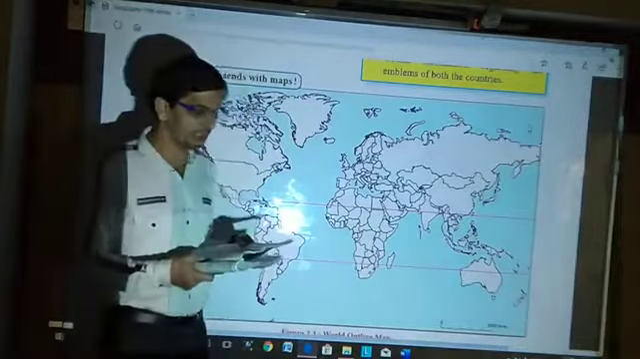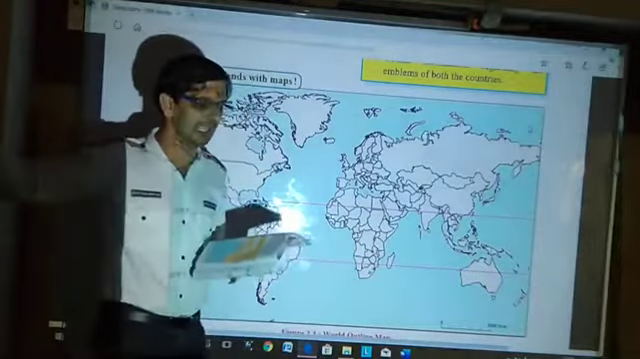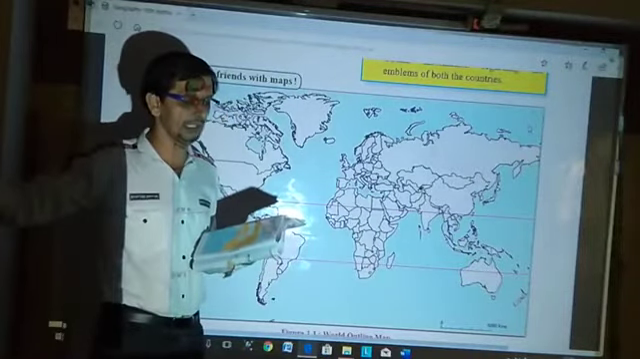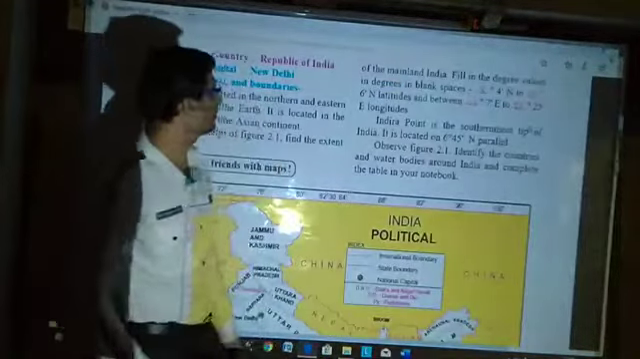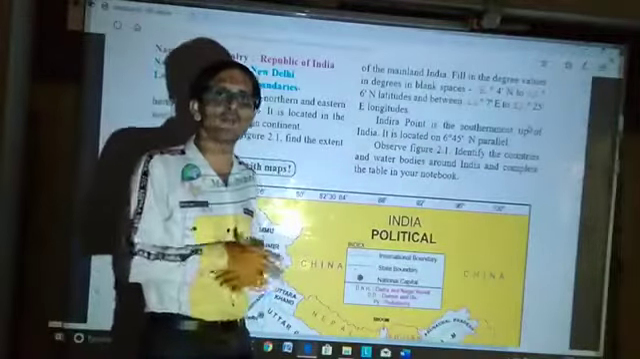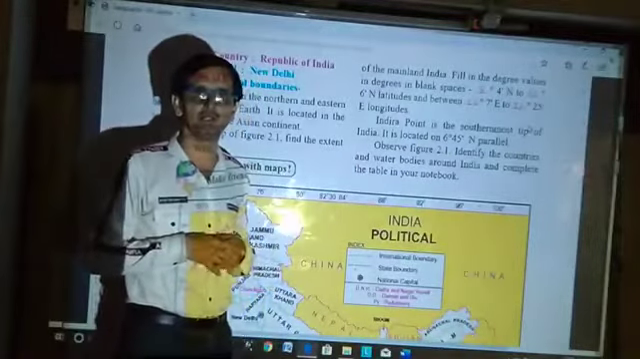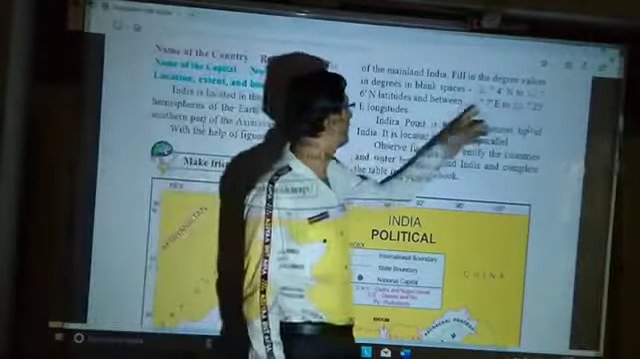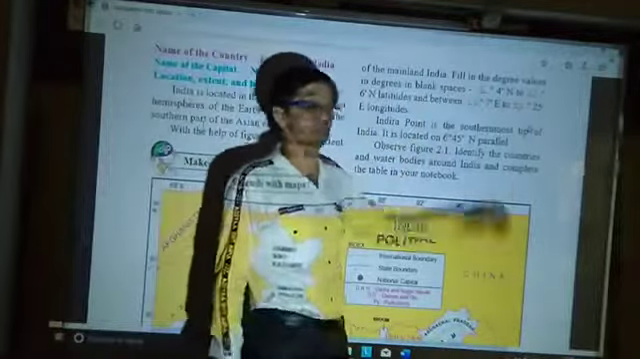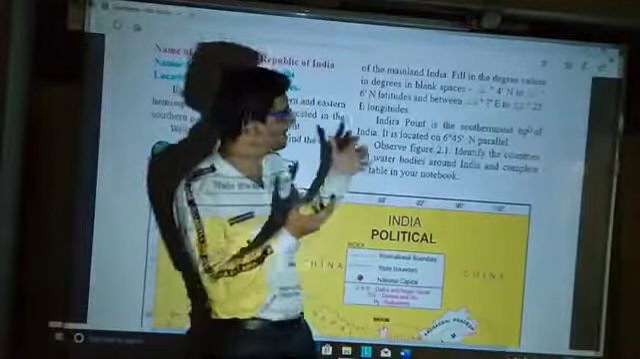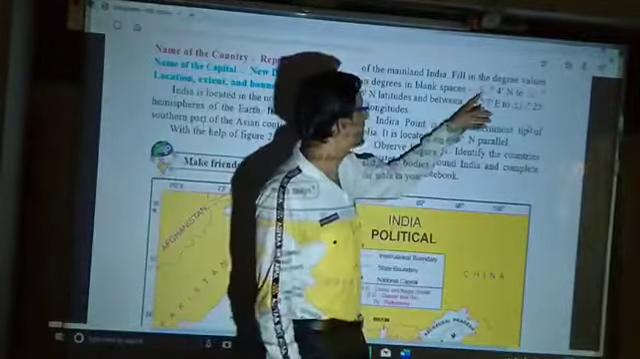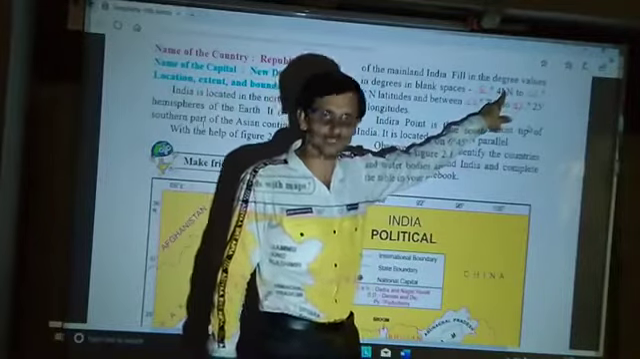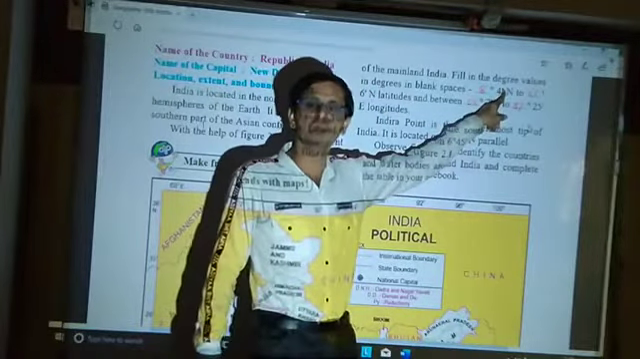So with the help of the figure, find the extent of mainland India. Now you can see the extent of mainland India. Fill in the degree values in the blank spaces. Okay, so we'll fill that. Already I have filled. Now 8 degree 4 minutes north. This is nothing but the sign of minutes.